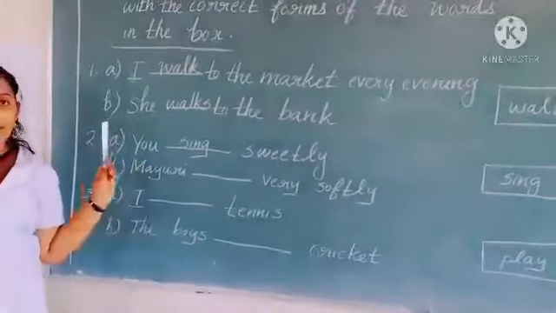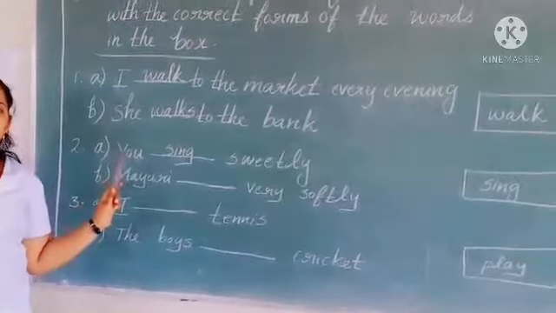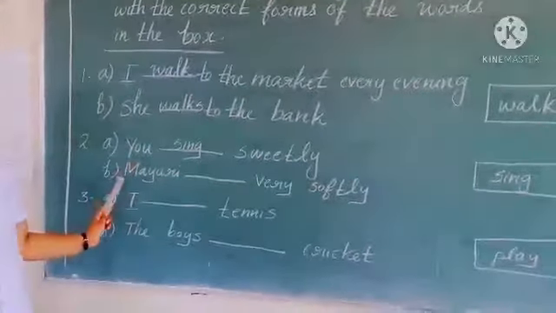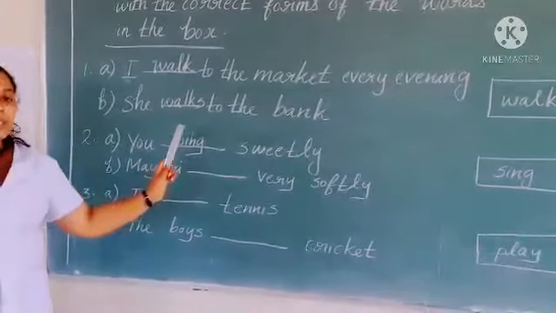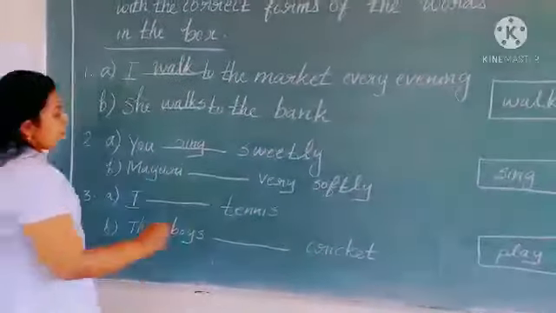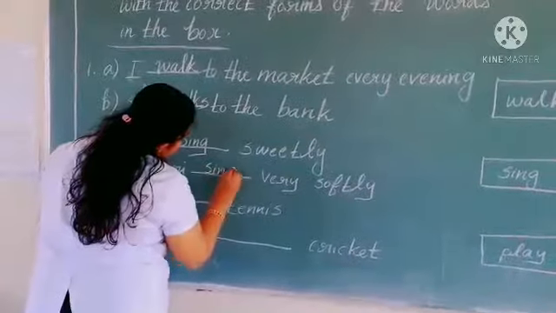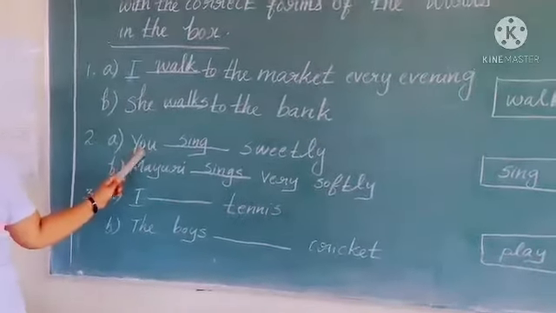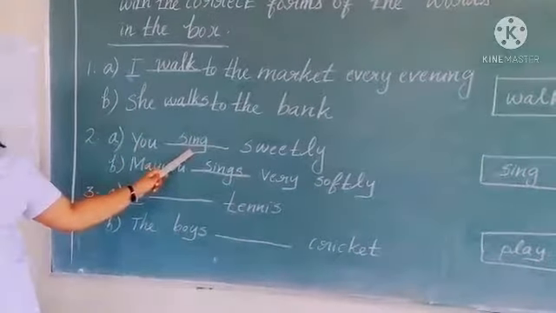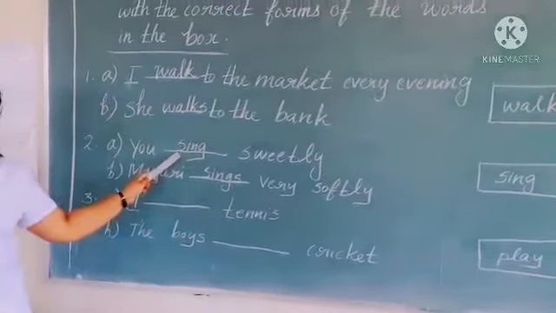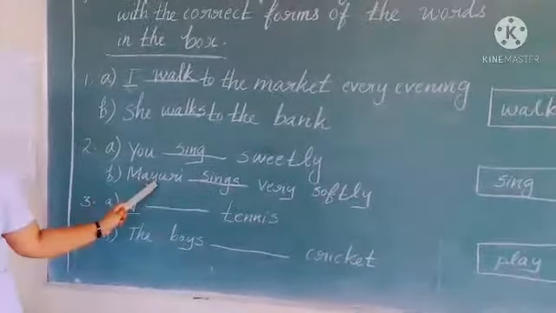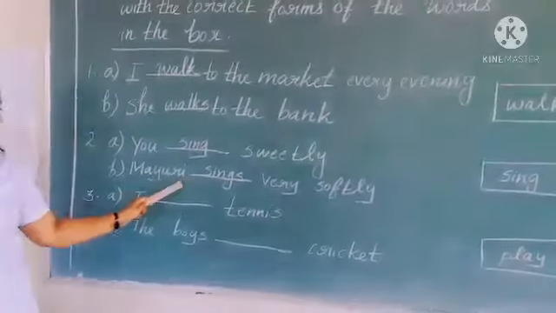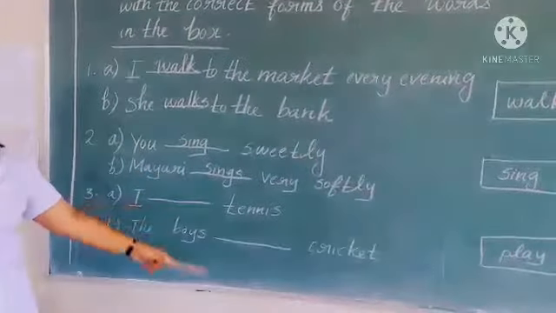B, Mayuri dash very softly. Mayuri is only one girl. Yes, that is singular noun. So we need to add s with the verb. So we can write it like this: Mayuri sings very softly. Here the noun is you, that's why we do not add s with the verb. In B, the noun is Mayuri, one girl, so we add s with the verb. So we got the word sings.